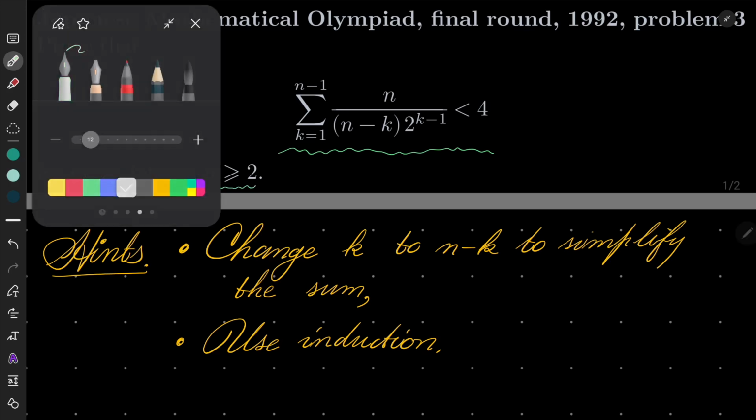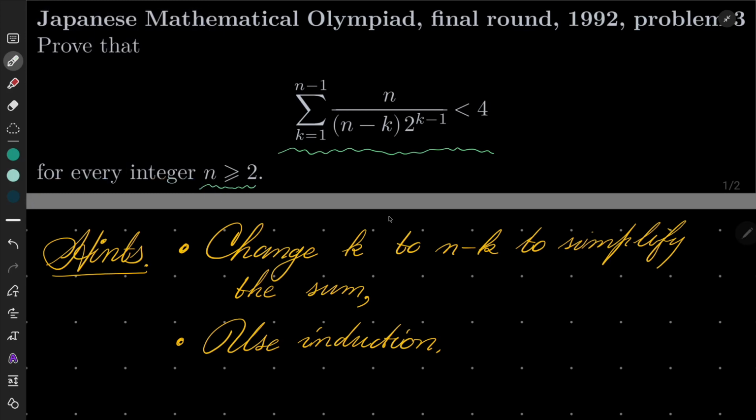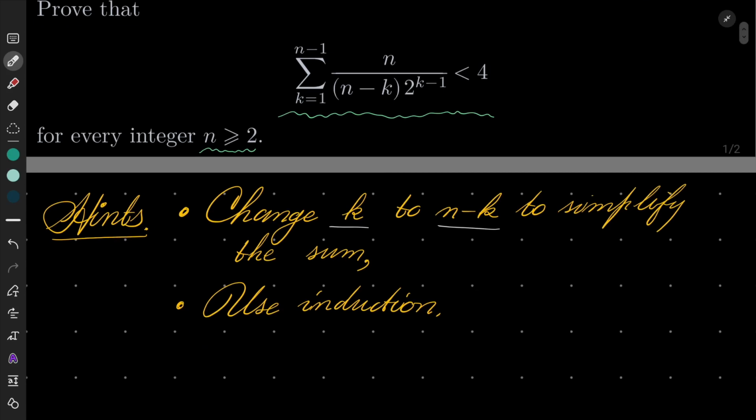So my hints for this problem: first, this sum can be simplified a little bit by changing k to n minus k. Also remember to check the boundaries of summation. And then this inequality is pretty easy to demonstrate by mathematical induction. So give this problem a try and I will see you in a minute.